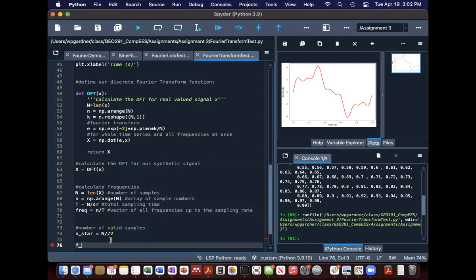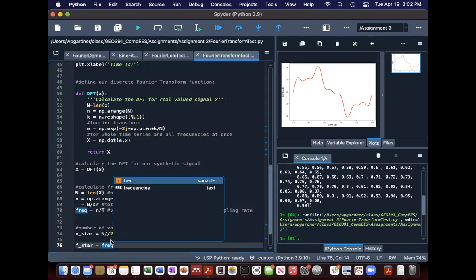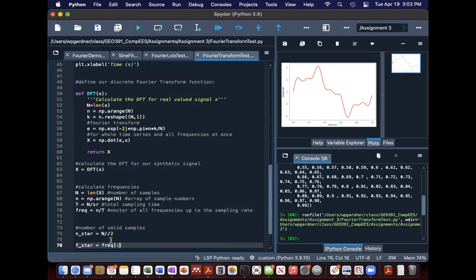So our valid frequencies are now the frequencies that go from zero, or the start, to n star.